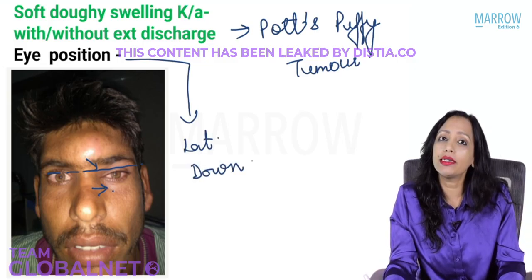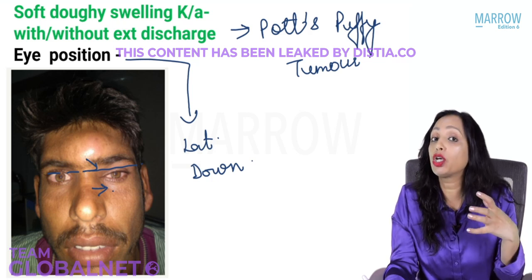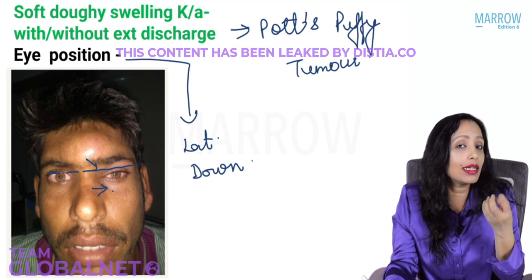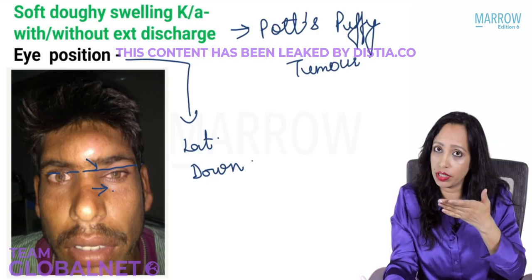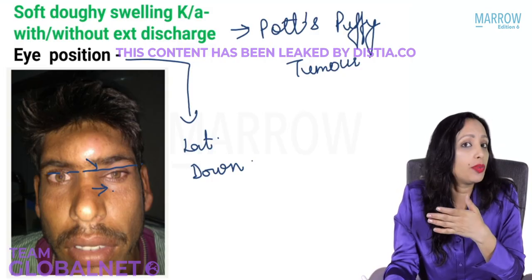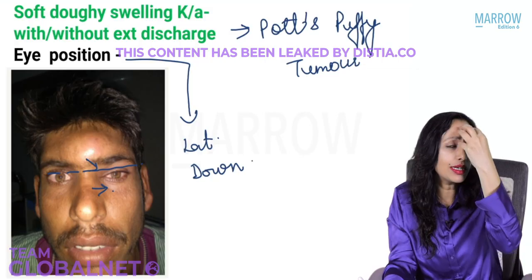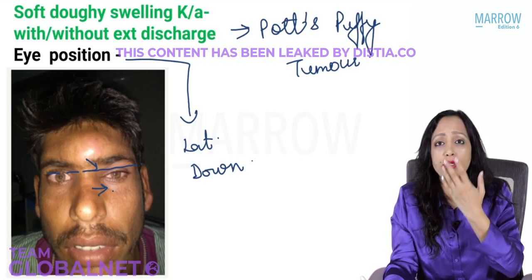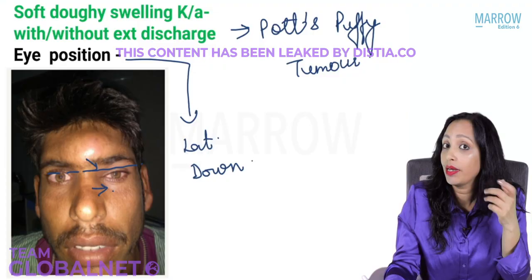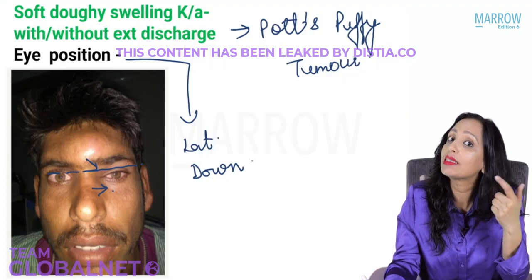And how do you manage this? This is a subperiosteal abscess. As we saw in the CT, there is an abscess that has collected below the periosteum, and an abscess anywhere we know needs to be drained. So how do we drain the abscess that is collected here? Will it be possible to drain it endoscopically through the nose? Very unlikely. So we will have to drain it through an external incision.